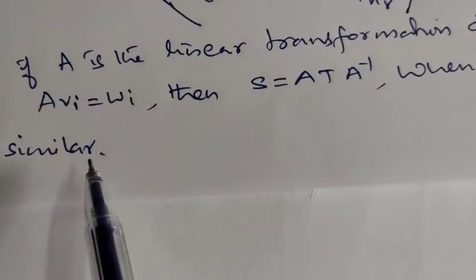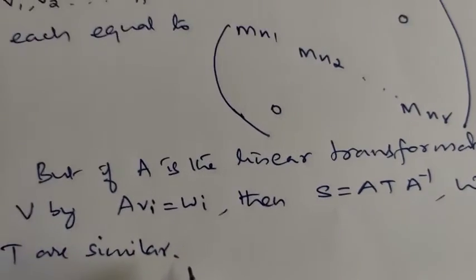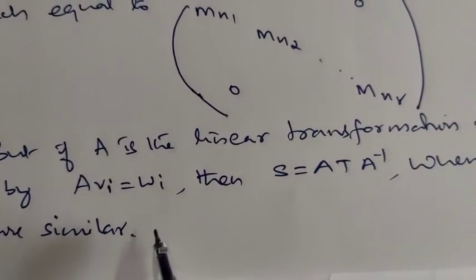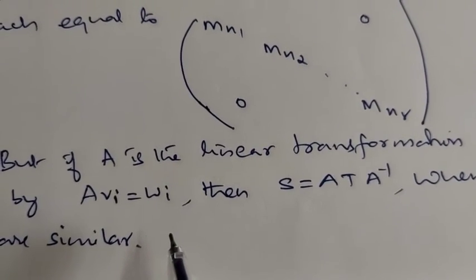Alright, so if we assume that S and T have the same invariants, then S and T are similar. Thus we have proved that two nilpotent linear transformations are similar if and only if they have the same invariants.